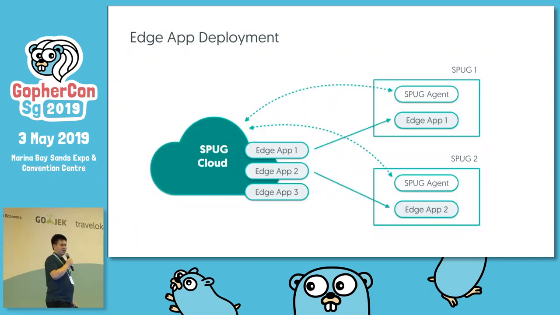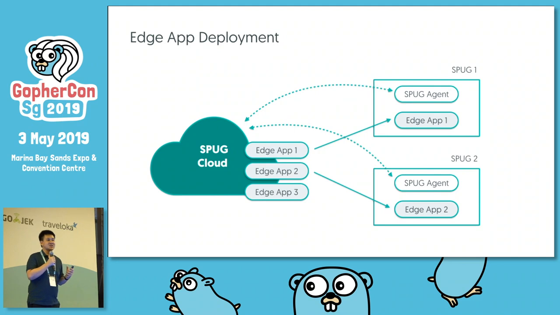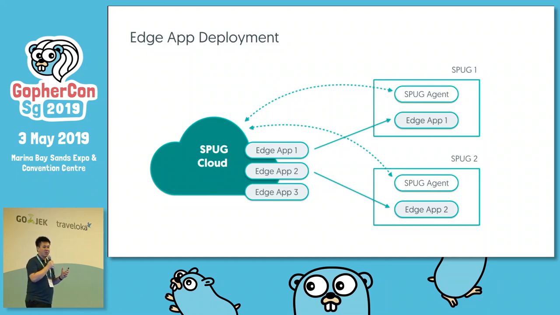This is how the deployment process looks like. So in each Spark, there's an agent running. When the Spark is turned on, the agent will connect to the Spark Cloud and be ready to listen for commands from the Spark Cloud. When an installation command is received, the agent will download the Spark apps from the Spark Cloud together with the configurations and the credentials. It will load on the Spark and run the apps on the Spark.